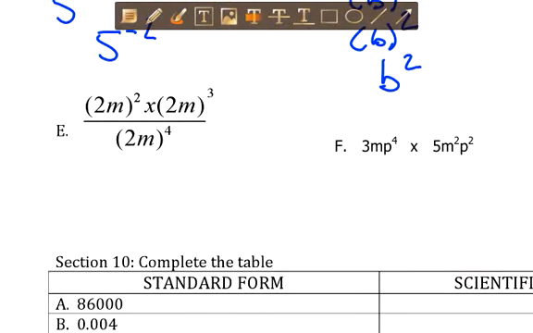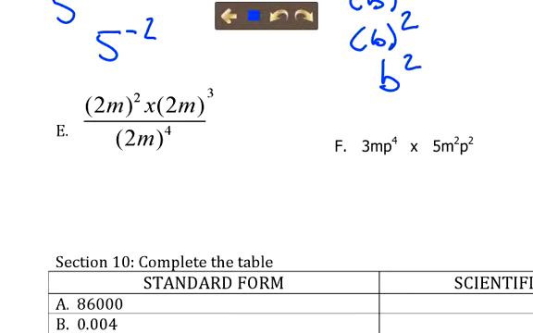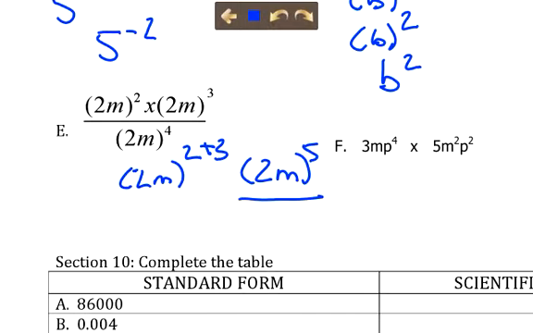Okay, E looks complicated, but it's not because all of them are 2m's, so that's kind of the hint that all of them can be combined. So when you have a fraction, make the tops simplified before you combine with the bottom. So here, if you had the 2m bracket, you would just add the exponents, so 2 plus 3. So the top would become 2m to the 5, and on the bottom it would just be 2m to the 4, and if you subtract these you just get left with 2m to the 1, and that's your answer.